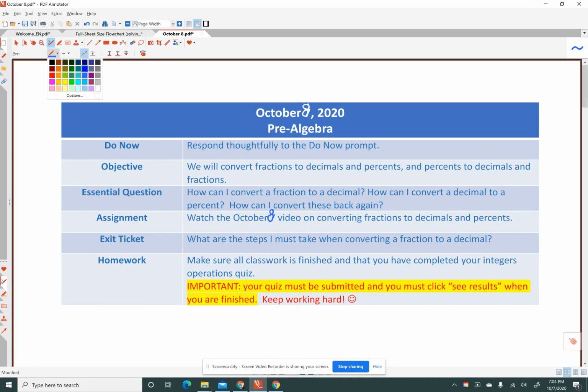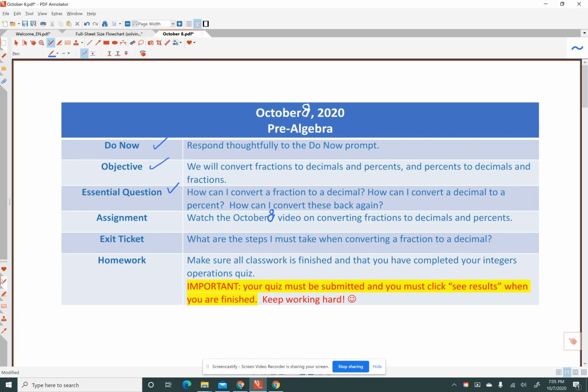We will start with our Do Now, where we will respond thoughtfully to a prompt. Our objective will be to convert fractions to decimals and percents, and then percents to decimals and fractions. So we'll be going both ways. Our essential question asks, how can I convert a fraction to a decimal? And how can I convert a decimal to a percent?